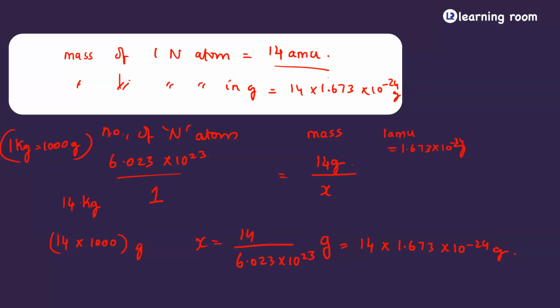So same derivation I have done here. 14 AMU இருக்கு. அத கிராம்க்கு கன்வர்ட் பண்ணும்போது 14 into 1.673 into 10 power minus 24 grams வருது. அப்போ 1 AMUங்கிறது எவ்வளவு கிராம்ஸ்? இவ்வளவு கிராம்ஸ். Clear? Please note it down.